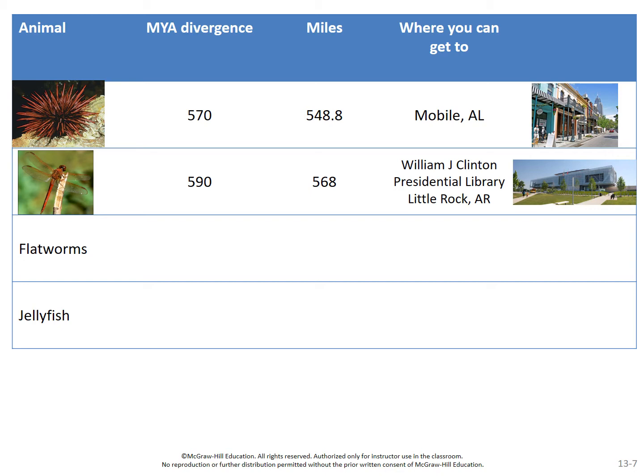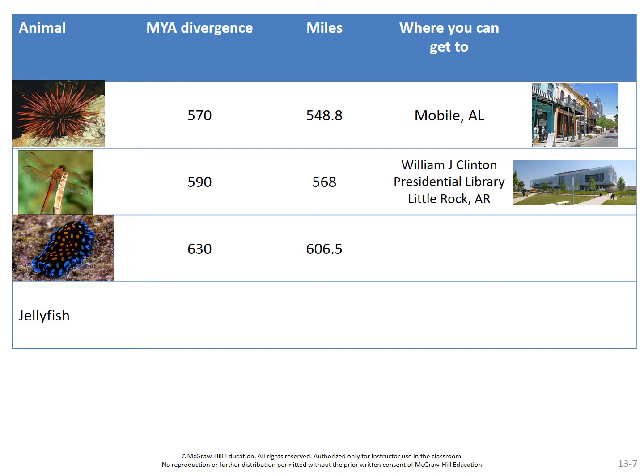Okay, so next up is our divergence from, yes, I'm going to keep on going as if I didn't do that. Next is our divergence point from flatworms, the platyhelminths. And so there's a marine flatworm. Our divergence from them occurred about 630 million years ago. That translates into about 606.5 miles of pennies.